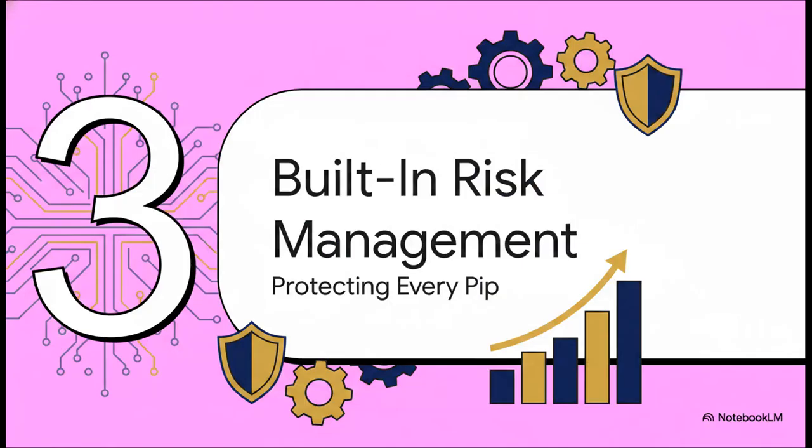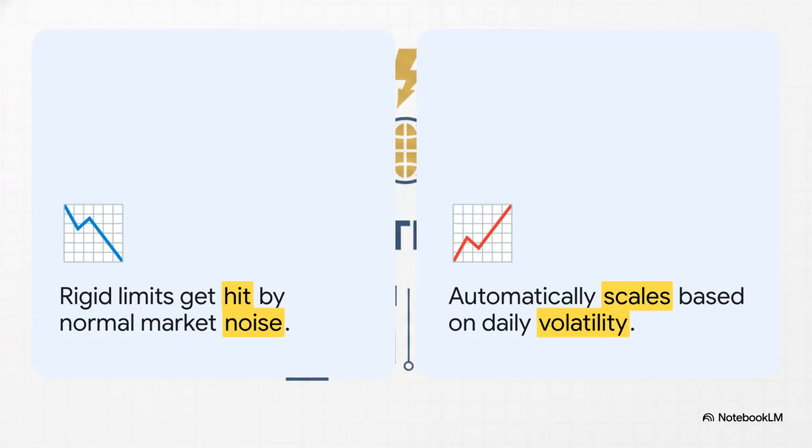All right, Section 3, built-in risk management, protecting every pip. And this brilliantly illustrates the difference between fixed and dynamic risk models outlined in the guide.